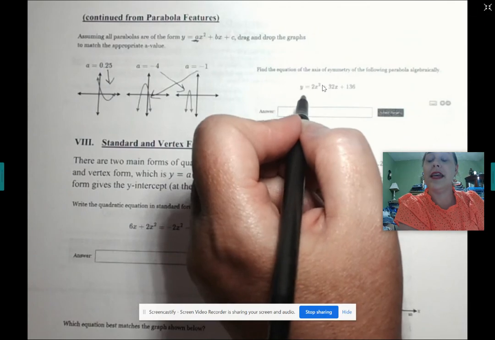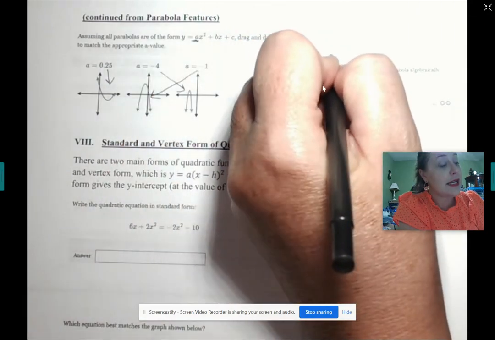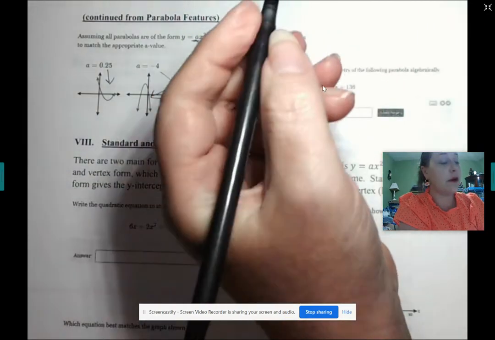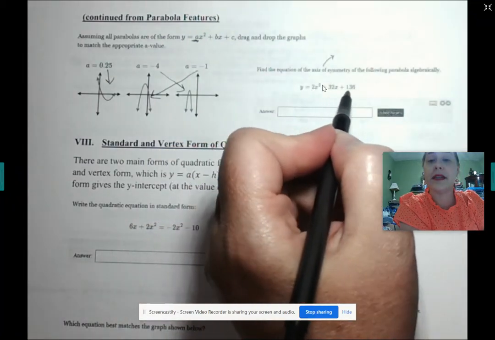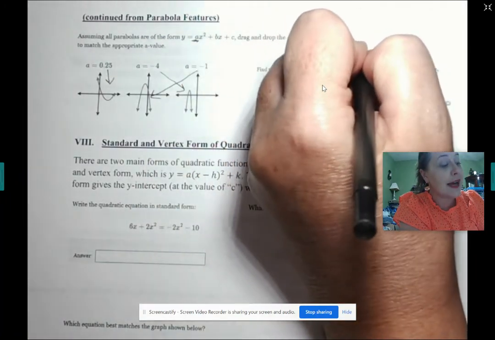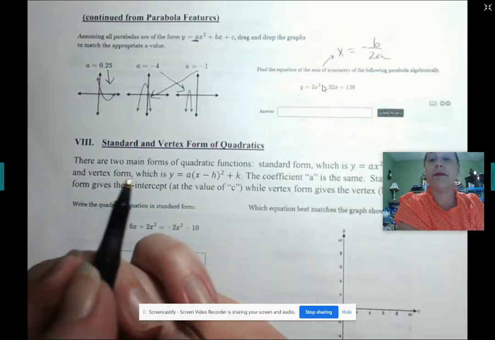Now, you can find the axis of symmetry from any standard form. This is called standard form. It's an ax squared plus bx plus c form. And you can find the axis of symmetry equation this way.